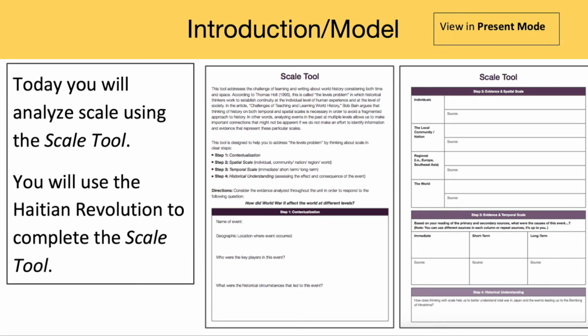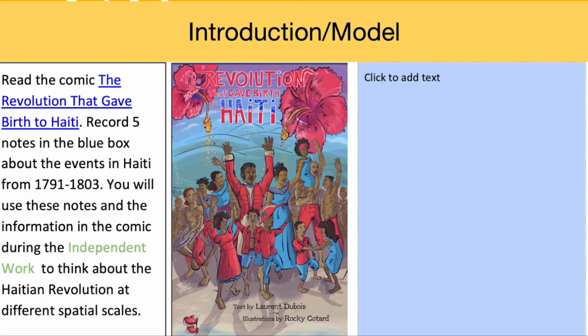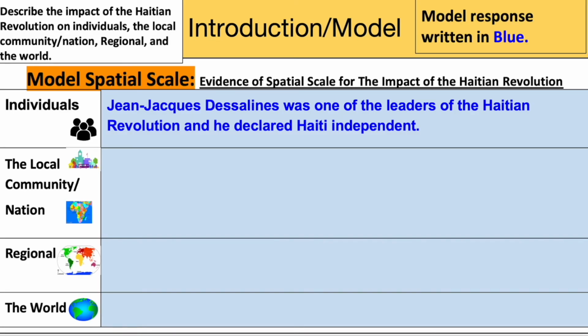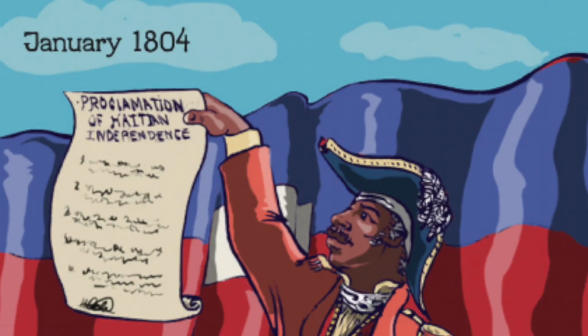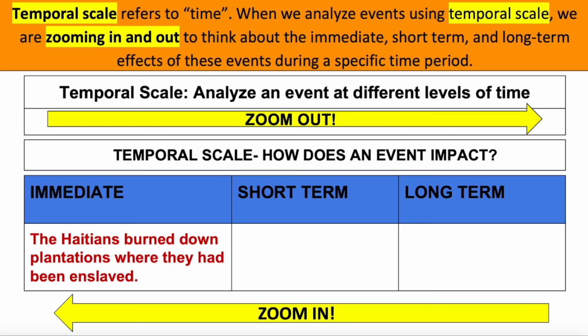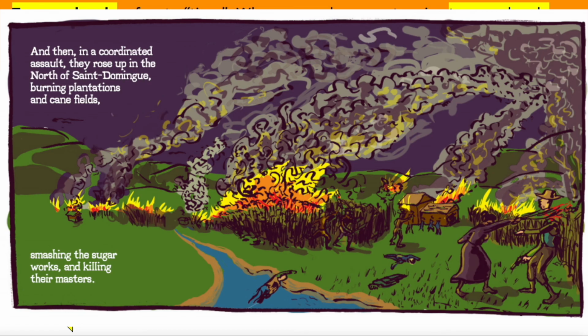So, as part of your lesson, be encouraging students to use the scale tool to analyze the effects of the Haitian Revolution. You can use this comic that says the revolution that gave birth to Haiti. I'm going to show you an example of a sentence that I wrote to model spatial scale. One of the important individuals was Jean-Jacques Dessalines, and he was one of the leaders of the Haitian Revolution, and he declared Haiti independent. As a model for temporal scale, one of the immediate effects was the Haitians burned down plantations where they had been enslaved.